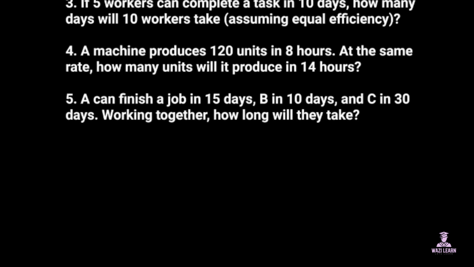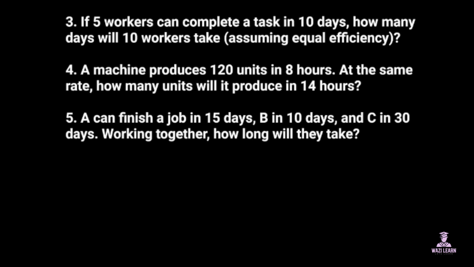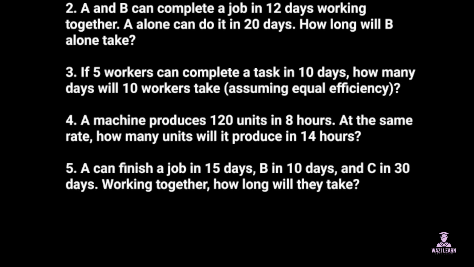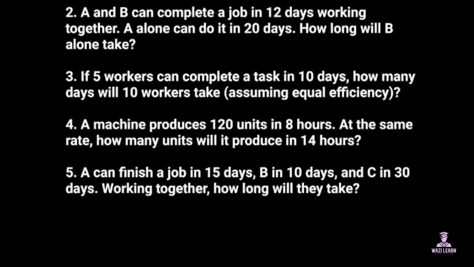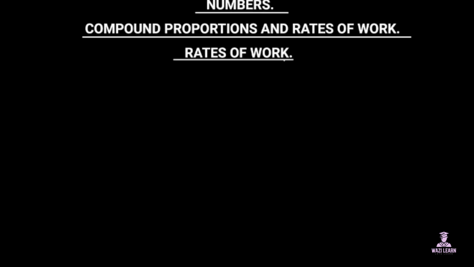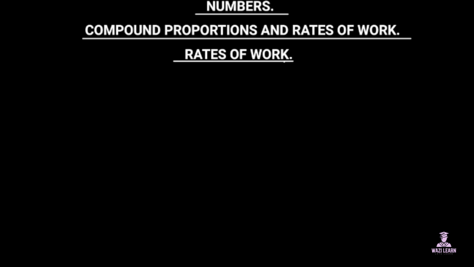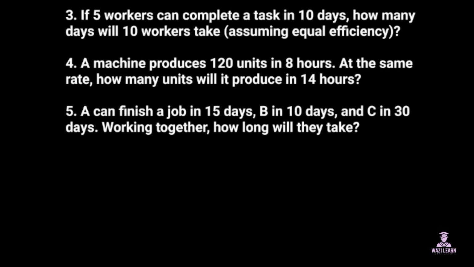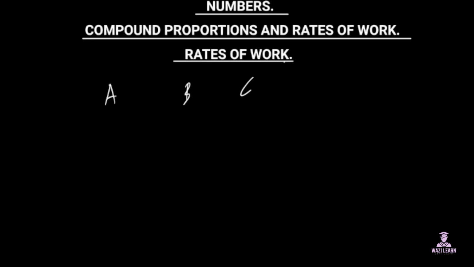A can finish a job in 15 days, B in 10 days, and C in 30 days. Working together, how long will they take? So we have A, B, and C. So it is 15, 10, 30. So working together, it is A plus B plus C. How long will they take?